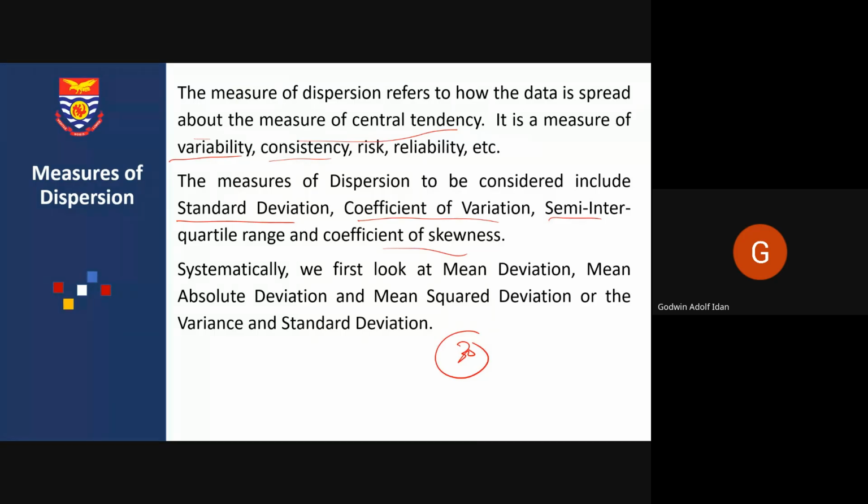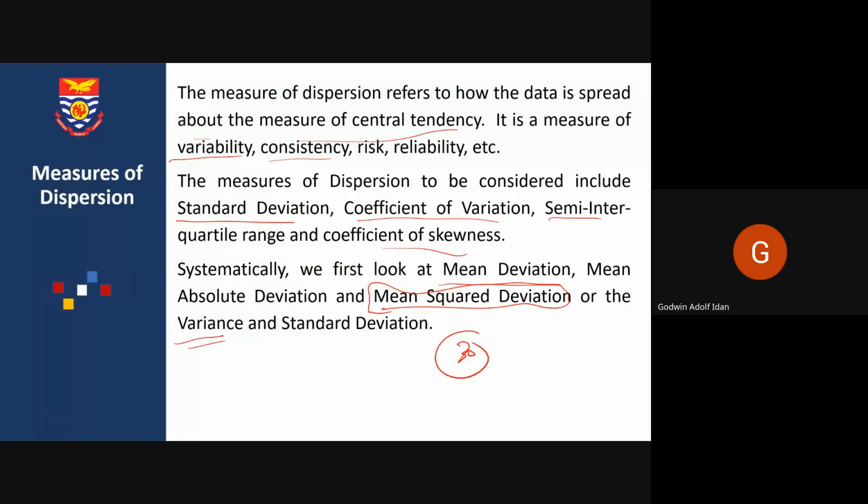And for us to compute the standard deviation, we first consider the mean deviation. We will come to the mean absolute deviation, and then we look at the mean squared deviation. The mean squared deviation is also referred to as the variance. And I believe that you know that when you find the square root of the variance, we get the standard deviation. And so this is how we're going to compute the standard deviation.